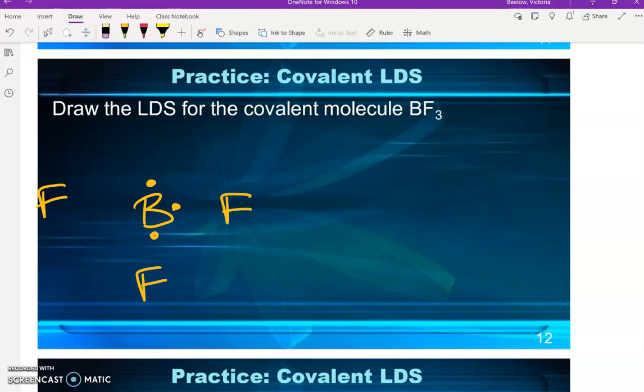Also, I'm going to leave this electron here, but I'm going to move this one over here just so that I have a single electron facing each fluorine, okay? And this is the same thing as writing this.